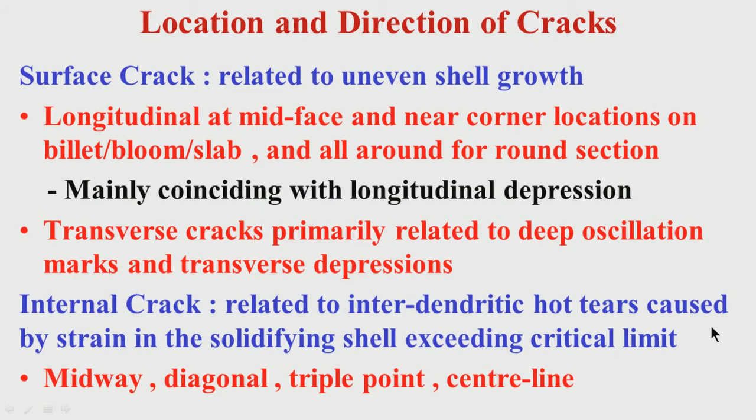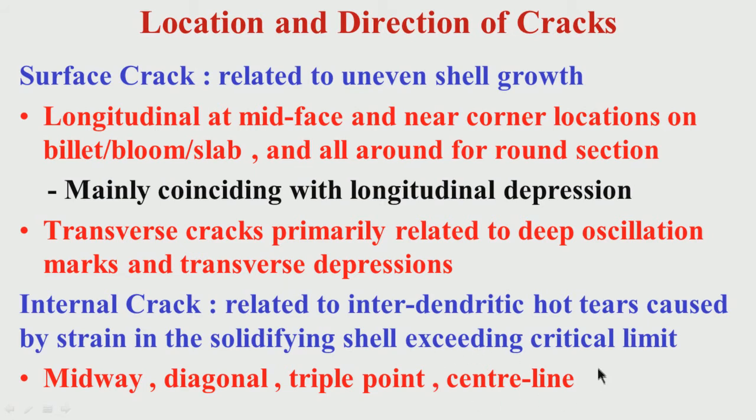Now where do they form? They can form midway, that means at the mid section. They can form at the diagonal region, where the solidification fronts are meeting, which is a relatively weak area. So in the intercolumnar area it can form. It can form at the triple point, again a weak area. Triple point basically means what? Different solidification fronts are meeting, that is called a triple point area. Then it can form at the central line, again a weak area.